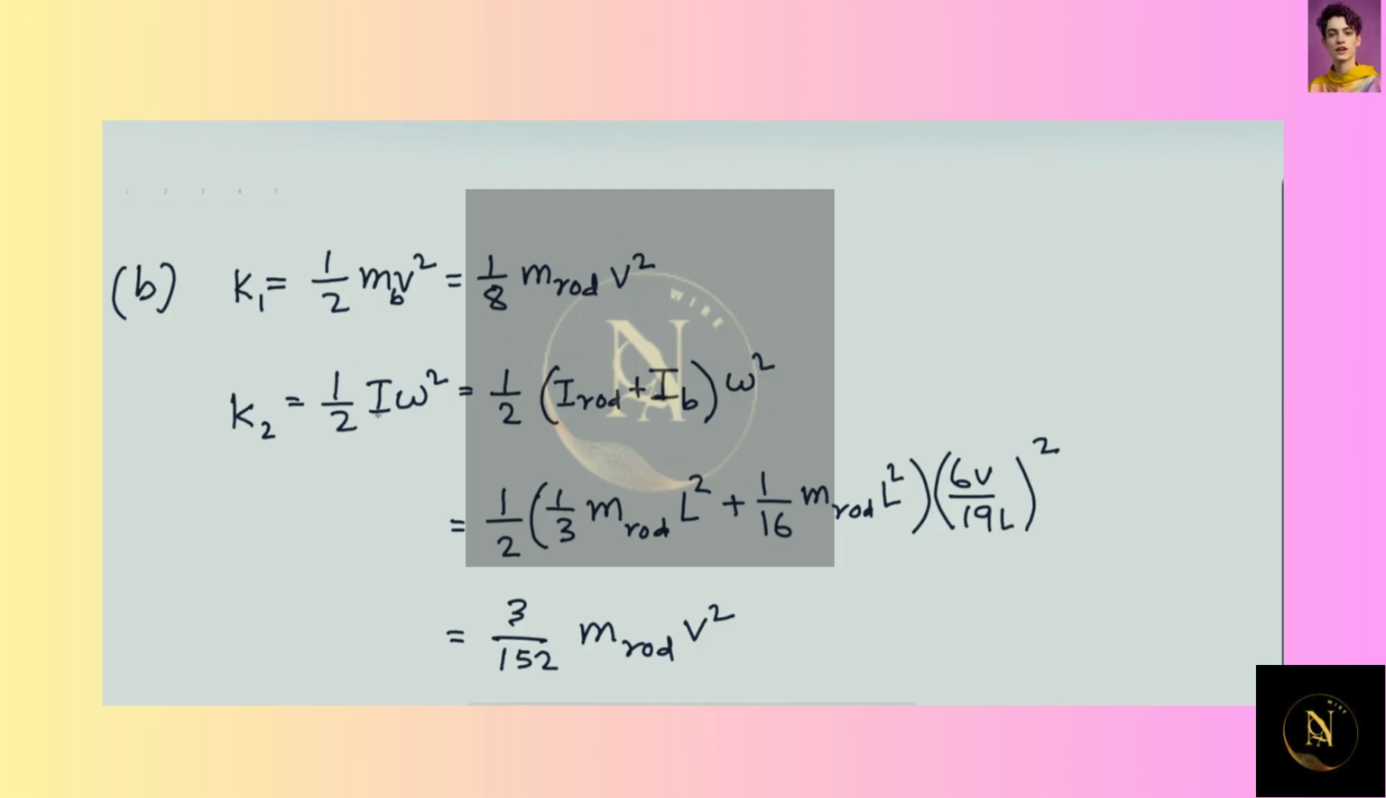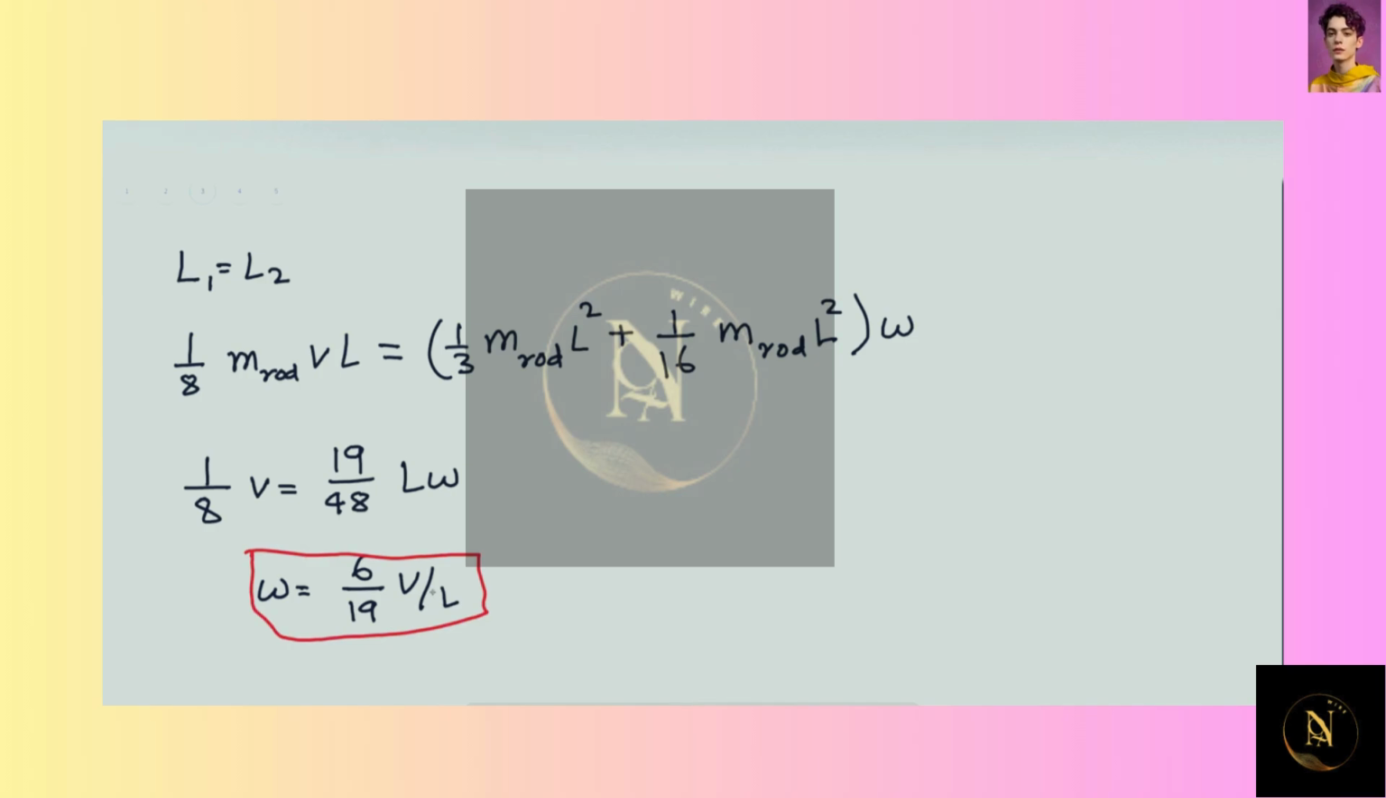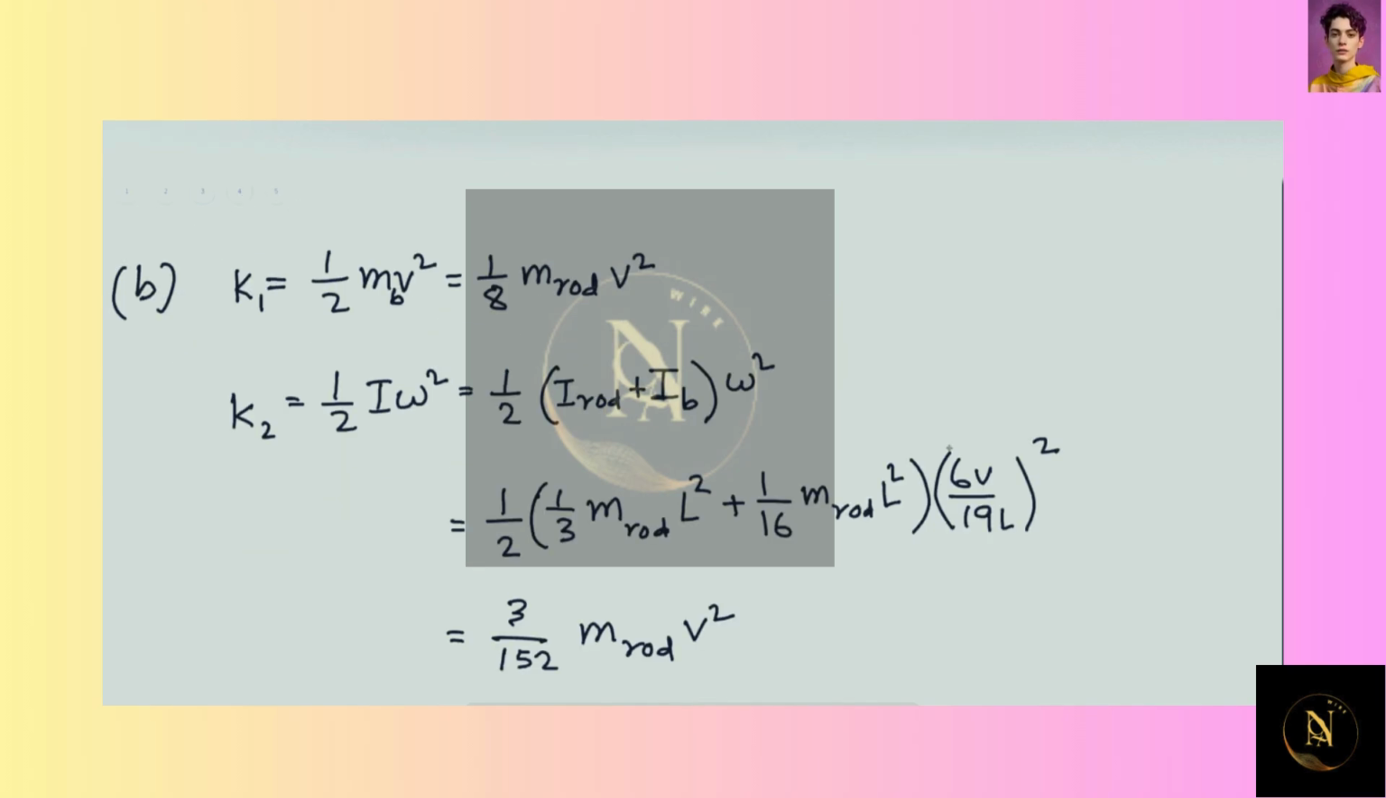And after collision, since the system rotates, we'll have I omega squared times half, and again I is the moment of inertia of the rod plus the moment of inertia of the bullet, which we calculated earlier in the previous section. So we can write that, and also we found the relation between omega and v, which we can use here as well. And that gives us K2 as 3/152 m_rod v squared.